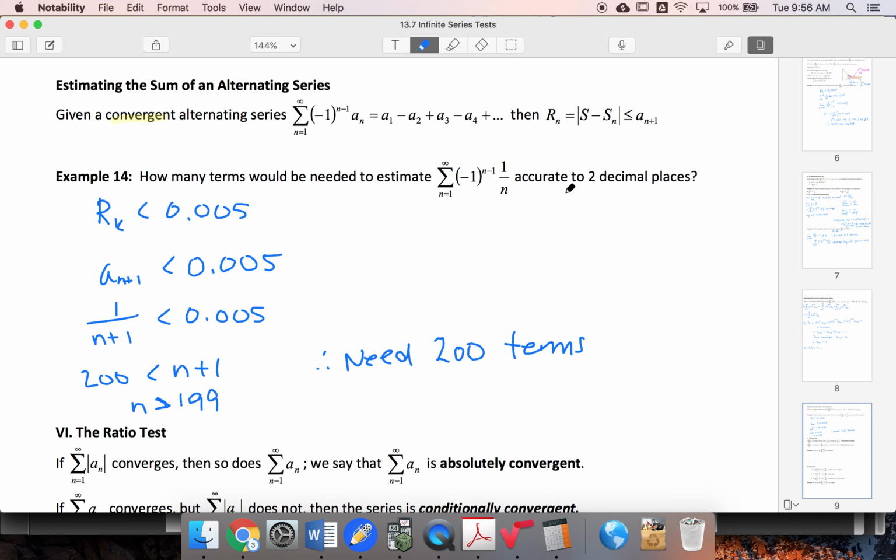So accurate to 2 decimal places, even though this is less than or equal to this term, I want my remainder to be less than 0.005 so that I am rounding correctly. So I'm actually going to want to take the 200th term.